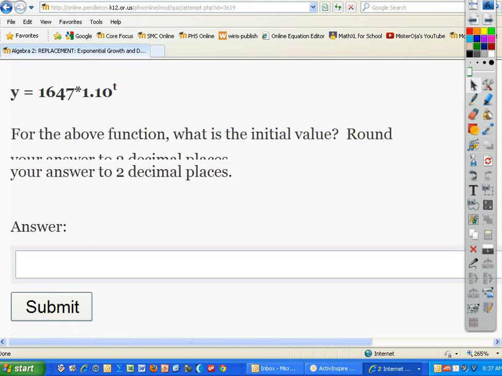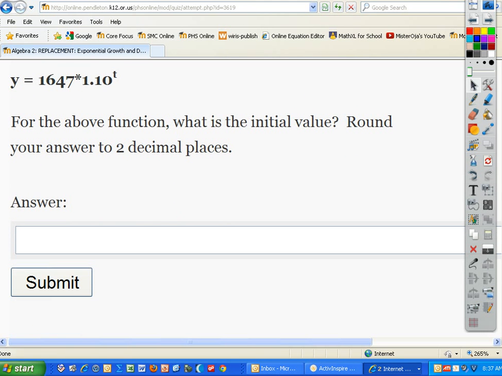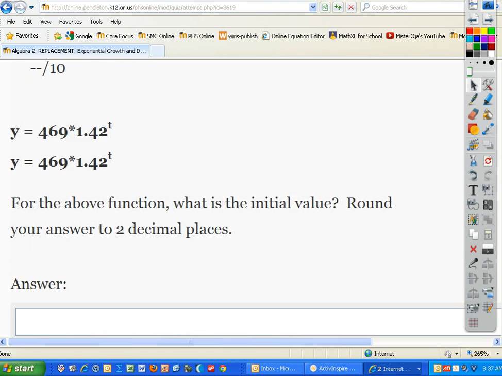Okay, what's the initial value in this function up here? Yeah, 1647. Right? That's the initial value. The number that's being multiplied out in front, the constant that's being multiplied out in front. There it is. Okay, I got initial value. Good.